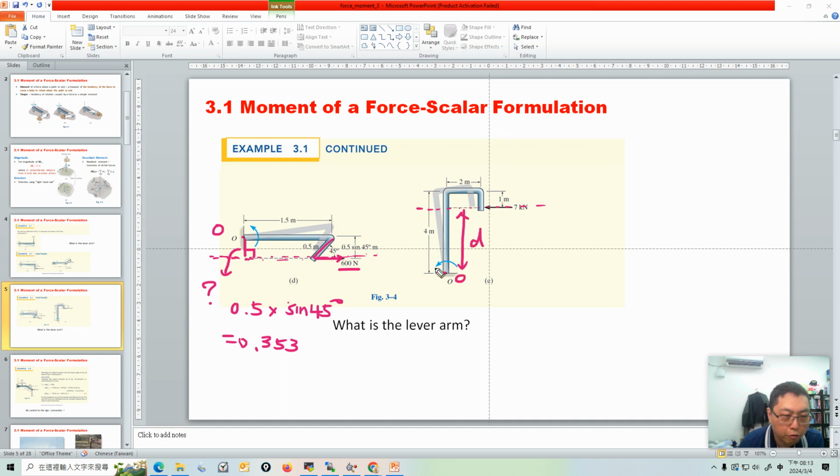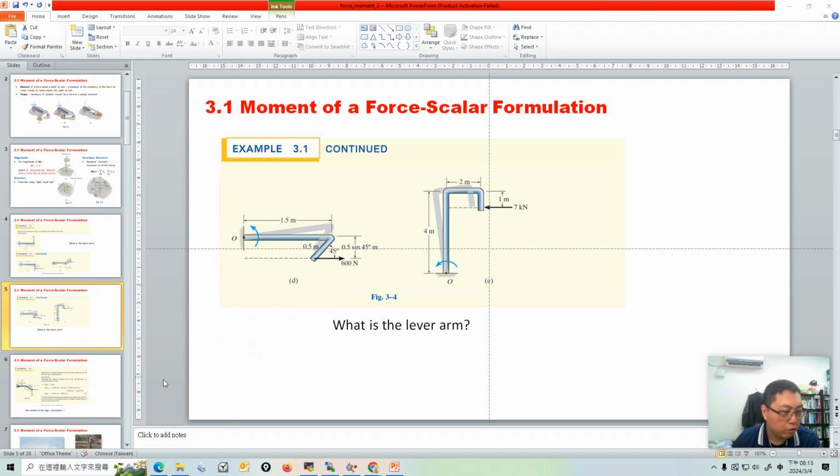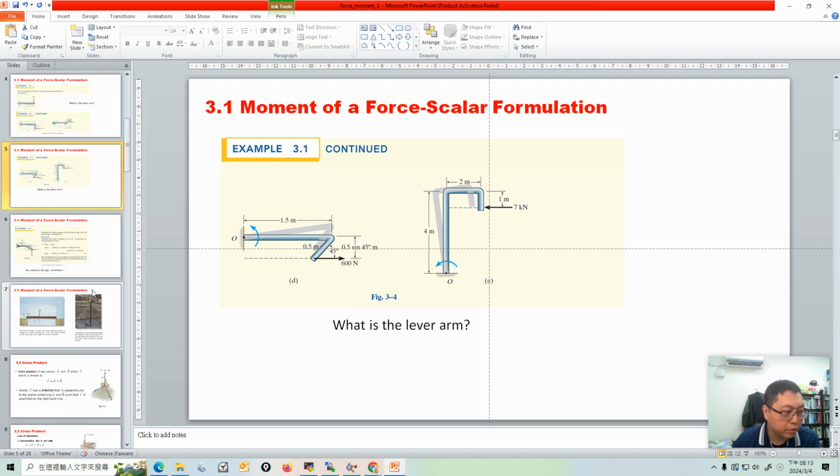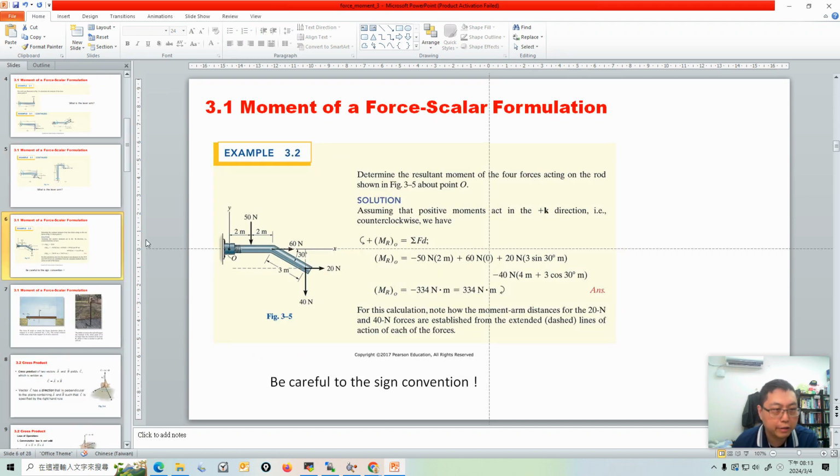It's not 4. So what's the distance here? It's 4, and I tell you this is 1, so your lever arm is 3. Okay, a simple practice to get you familiar with how to find the lever arm. I will use this example to finish this section.